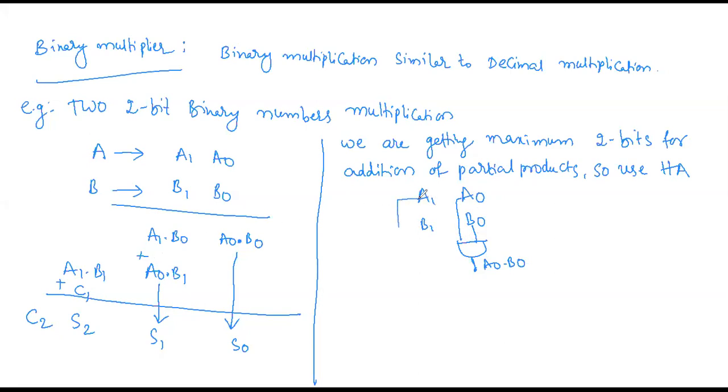Next A1 into B0. So apply A1 to one AND gate, B0 to the same AND gate. This is A1 into B0. Next A0 into B1. So take A0 and B1.